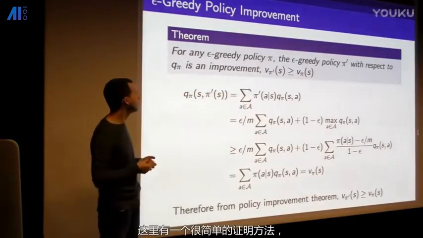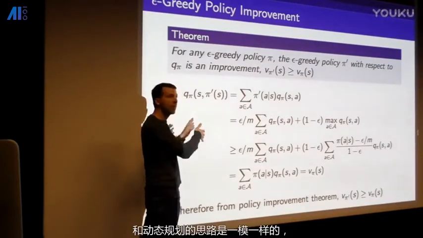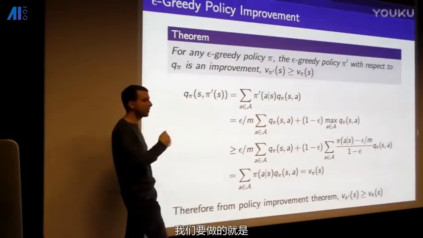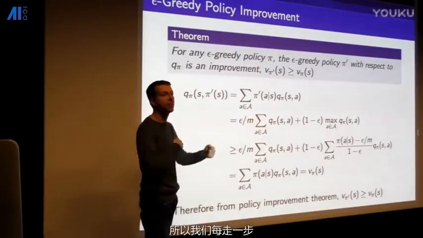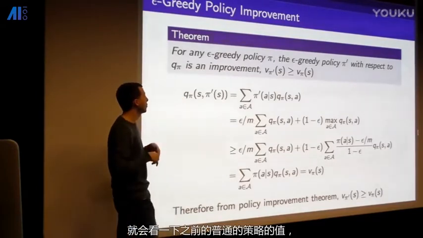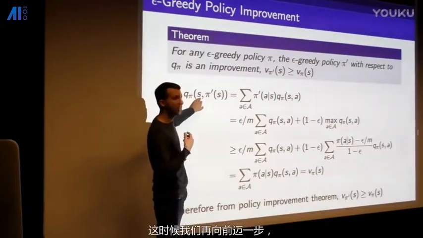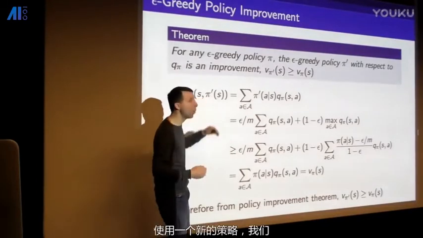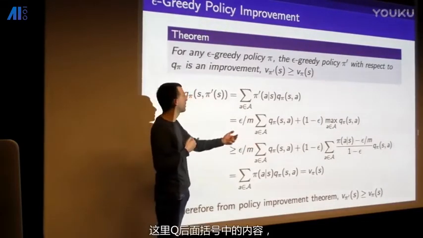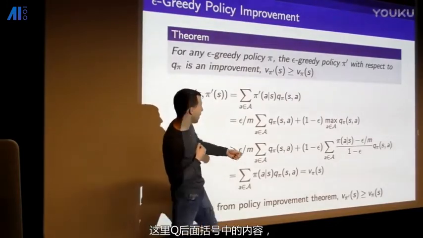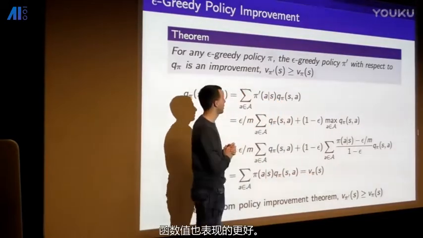So the simple proof here is that we're just going to do the same idea we saw in the dynamic programming lecture, where we prove this over one step, and then we argue that the whole thing telescopes by unrolling it using the Bellman equation. So over one step, we want to show that taking one step of our new policy is better than the value of our original epsilon greedy policy.